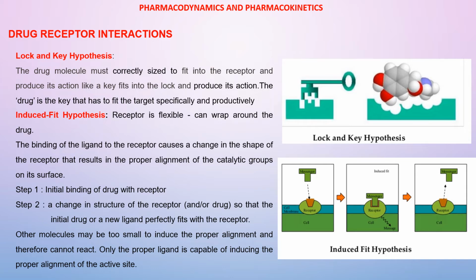Two models are proposed for binding of ligand to the receptors: the lock and key model and the induced fit model or hypothesis. According to the lock and key hypothesis, a drug must correctly fit into the binding domain of the receptor to give the biological action, like every lock has a precise key. This phenomenon is responsible for the specificity of the target drug receptor.